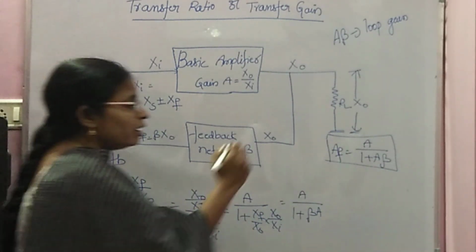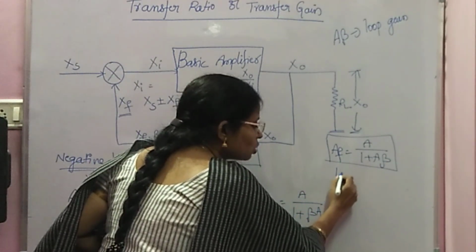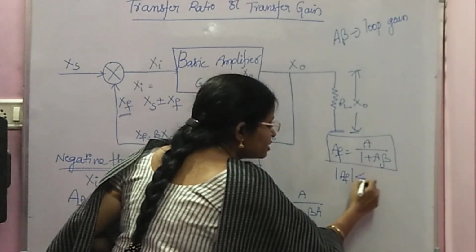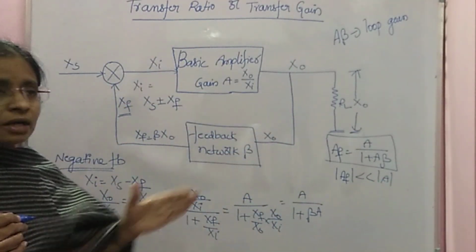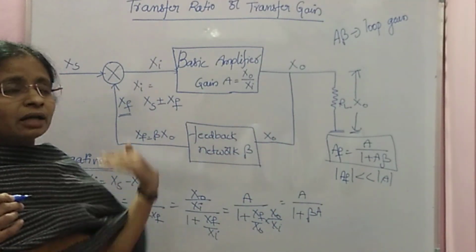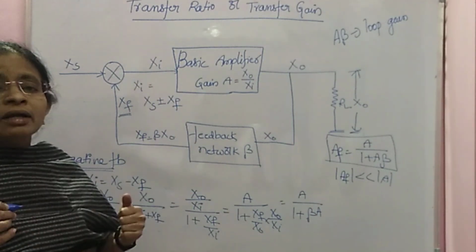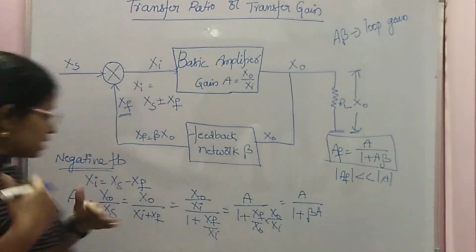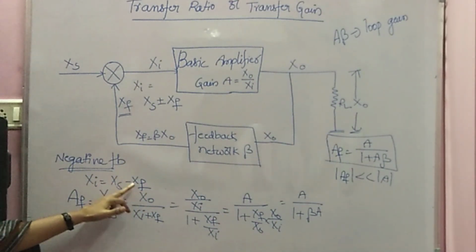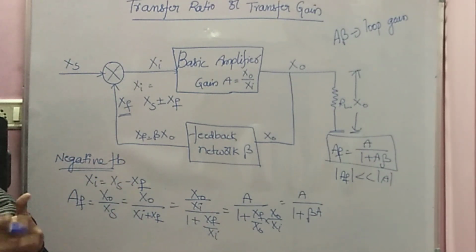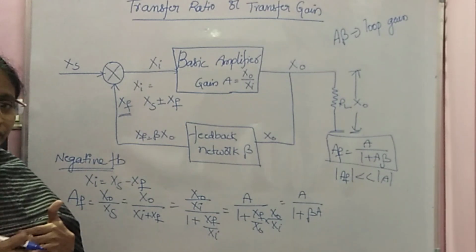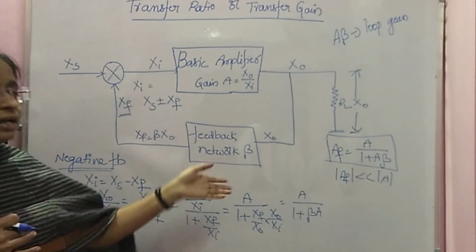Another important point is that always mod AF is less than mod A. Why is the gain always less than the gain without feedback? Because of negative feedback all the time. See here, your input is decreasing by Xf. So loop by loop, your input decreases, so output decreases, and the gain decreases.